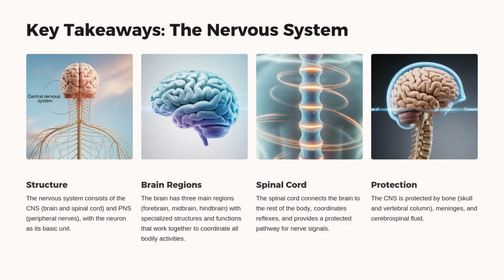Key takeaways. The nervous system. Structure. The nervous system consists of the CNS, brain and spinal cord, and PNS, peripheral nerves, with the neuron as its basic unit. Brain regions. The brain has 3 main regions: forebrain, midbrain, hindbrain, with specialized structures and functions that work together to coordinate all bodily activities. Spinal cord. The spinal cord connects the brain to the rest of the body, coordinates reflexes, and provides a protected pathway for nerve signals.